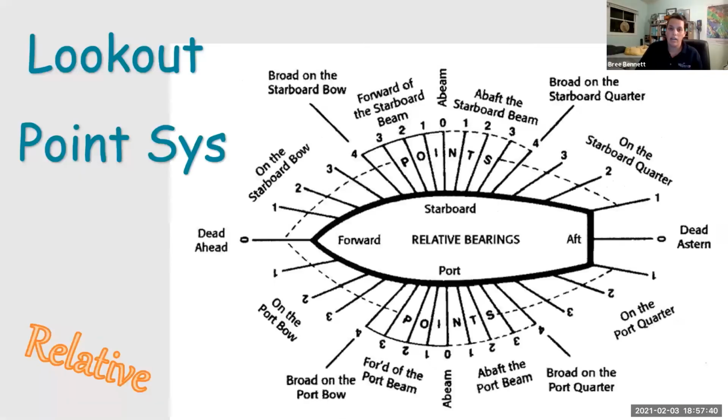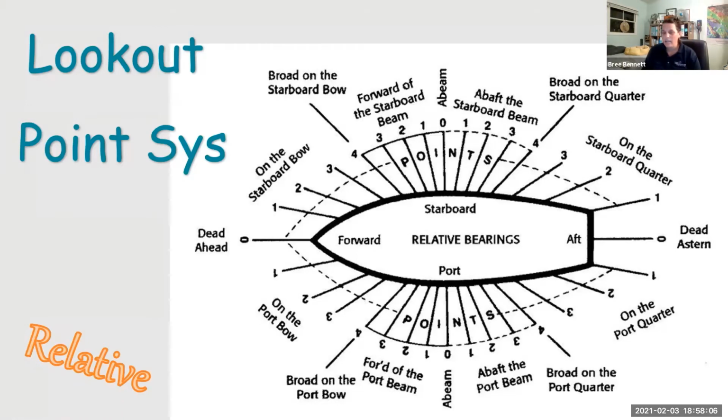So if you saw a sailboat, you would say, there's a sailboat 2 points forward of the starboard beam, or there's a tanker broad on the quarter. We have a buoy 2 points off the bow. Okay. So that's how the lookouts communicate to the navigators.